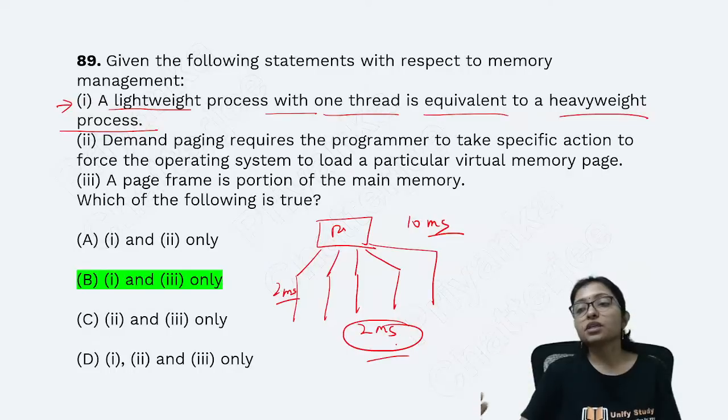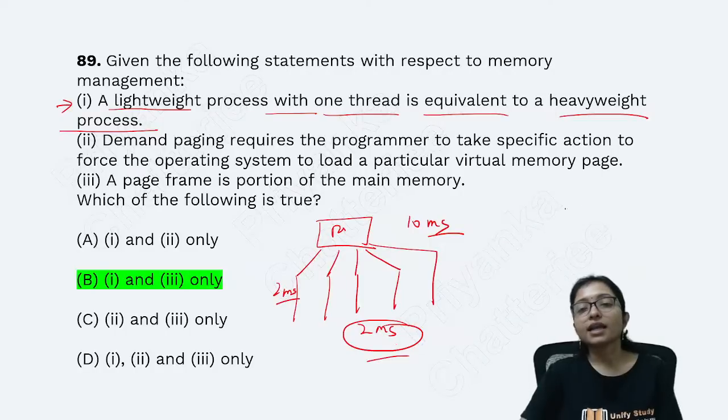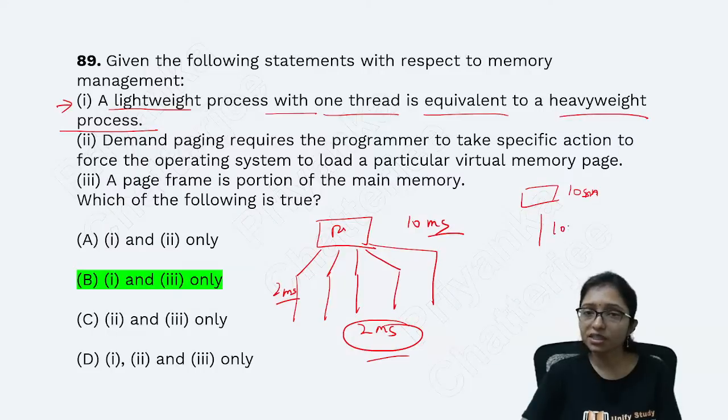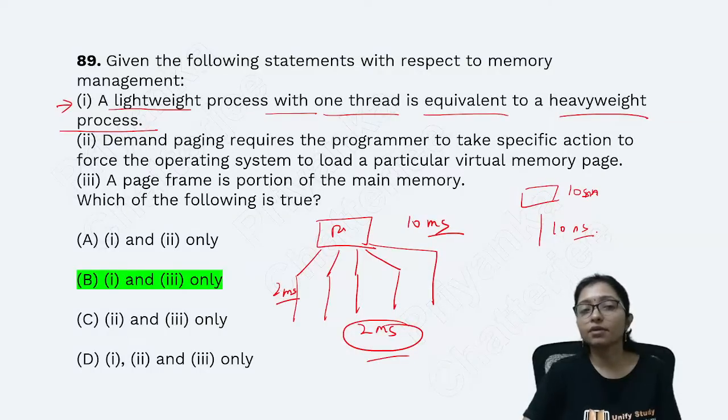So when I am using threads, I always have to go for multiple threads so that I can get the advantage. If I am creating only one thread, previously it was taking 10 milliseconds, now also it is taking 10 milliseconds. So there is no advantage actually, the same thing is going on. That's why it is actually equivalent to the heavyweight process only. That's why this is correct.